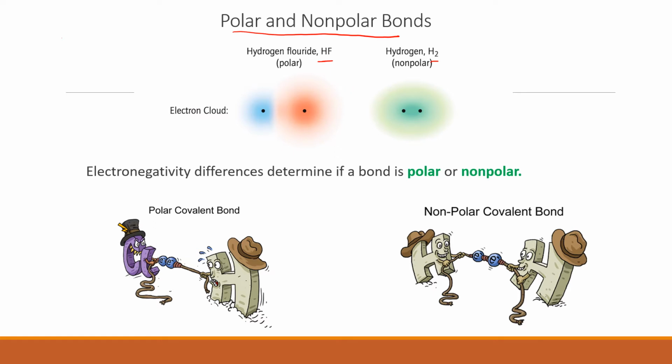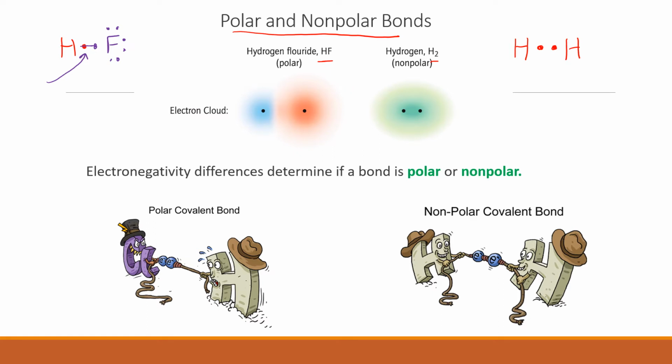HF is formed when hydrogen and fluorine share electrons and form a covalent bond. Now, this is the bonding electron pair. So one of the electrons belongs to hydrogen, the other one belongs to fluorine. Similarly, if H2 molecule is formed, in that case, hydrogen shares electrons with another hydrogen.